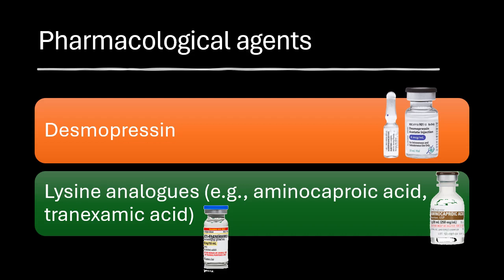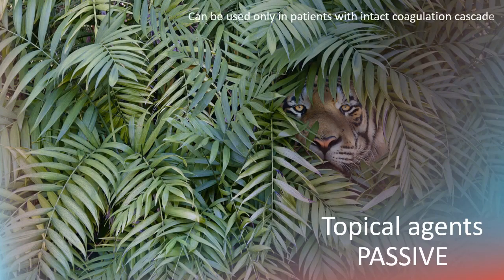And both of these lysine analogs can be used topically or systemically. And coming to the topical agents, the passive type, these rely on fibrin production and hence can be used only in a patient with intact coagulation cascade. They provide a physical lattice-like matrix that adheres to the bleeding site, which activates the extrinsic clotting pathway, leading to platelet aggregation and clot formation.